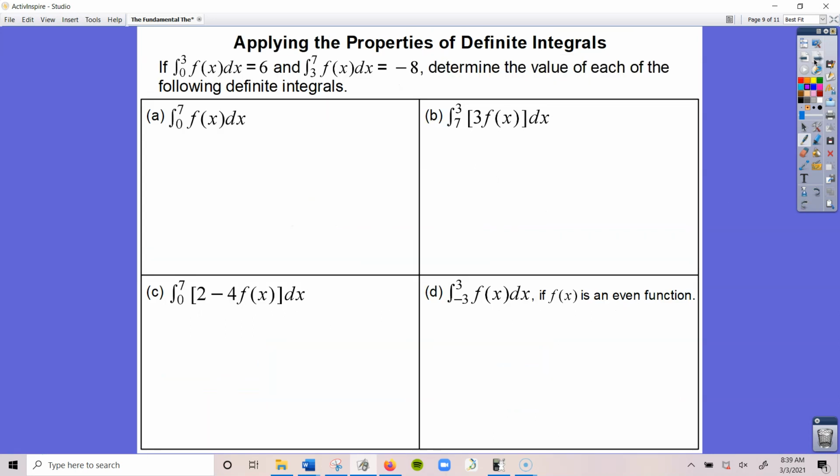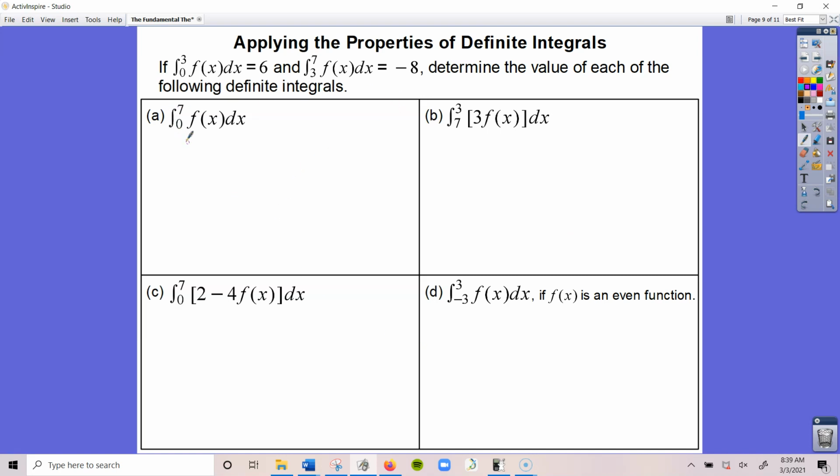Now let's apply some of these properties. We are told here that the integral from 0 to 3 of f of x dx is equal to 6, and the integral from 3 to 7 of f of x dx is equal to negative 8. We're going to find the value of all of these integrals.